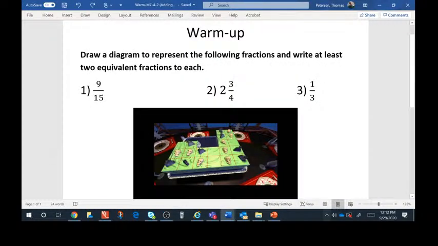Okay, hello distance learners. There's your warm-up. We're in the middle of it here in class, so you can go ahead and just work on that. You can pause the video.